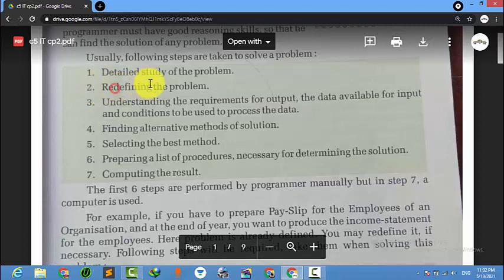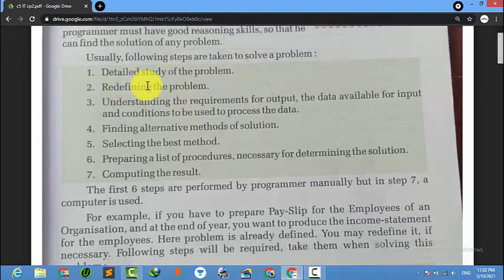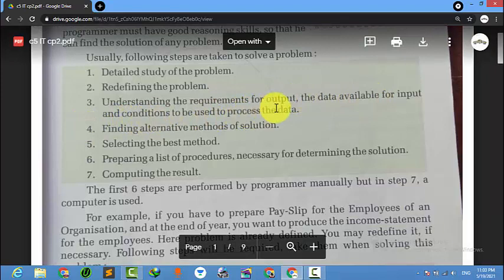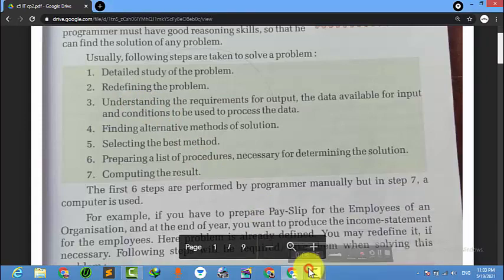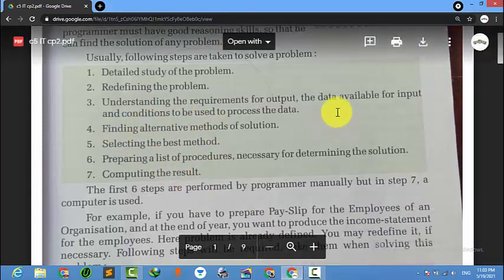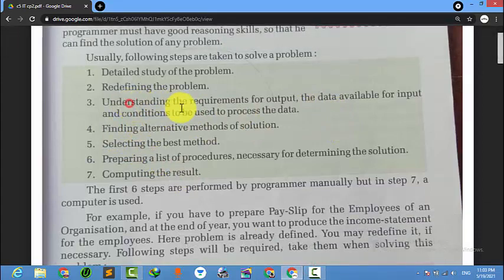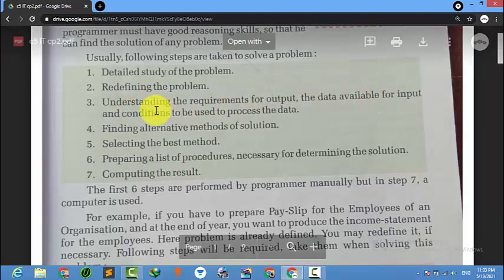The second part is redefining the problem, like naming the problem or giving a name to the problem, understanding the requirements for outputs and the data available. In this part we will check what the possible methods will be and what the requirements are to solve the problem on the computer. We are talking in computer terms, not real life terms. In this part we will check what the specific data needed to solve the problem are.